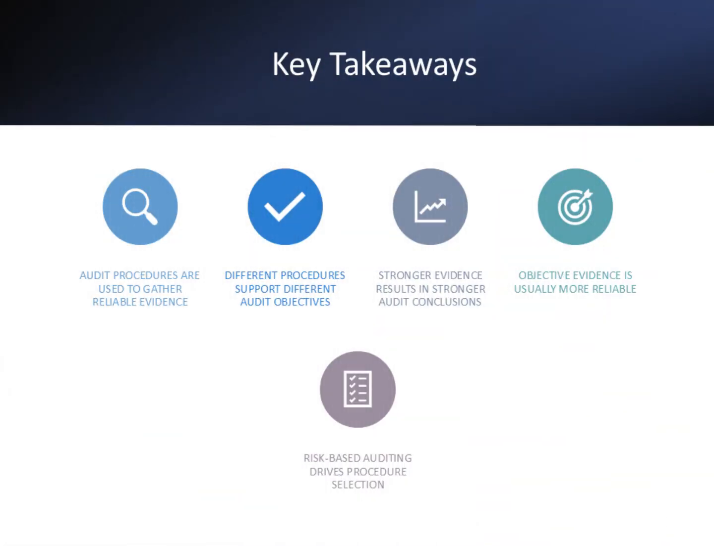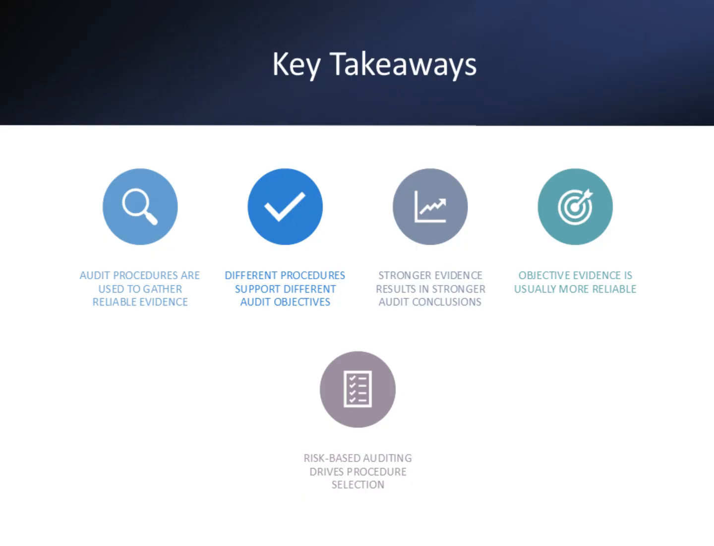As we wrap up, there are a few important principles to remember about audit procedures, techniques, and tools. First, audit procedures are used to gather reliable audit evidence. The quality of the audit conclusion depends heavily on the quality of the evidence collected. Second, different procedures support different audit objectives. For example, inquiry may help auditors understand a process, while reperformance provides stronger validation of control effectiveness.